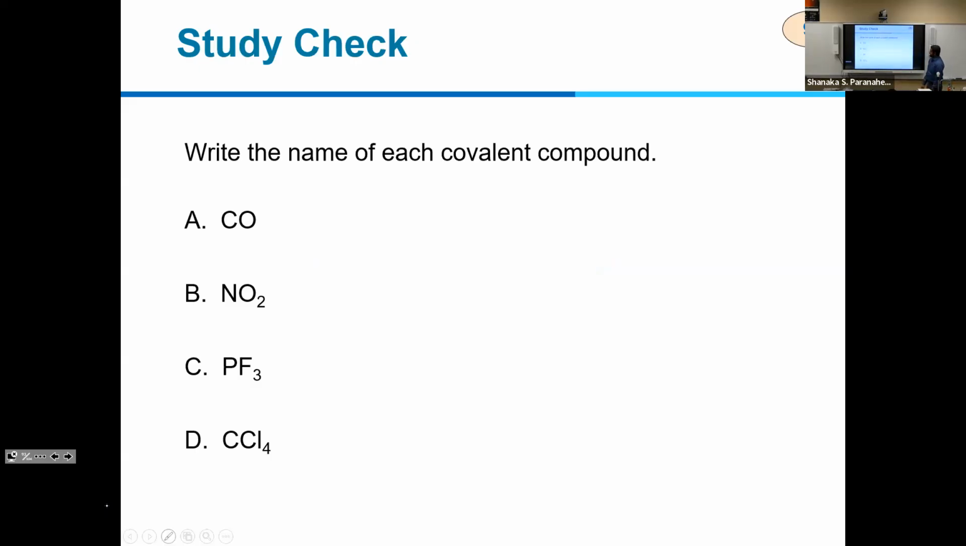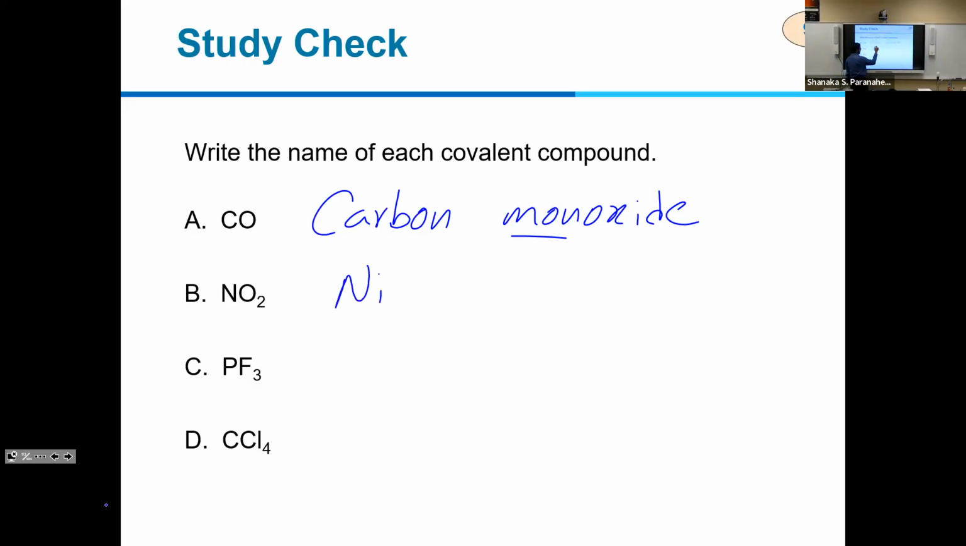Write the name of each covalent compound. What is the first one? Carbon monoxide. So that's the only exception. You need to use mono. Carbon monoxide. Next one, nitrogen dioxide. Next one, phosphorus trifluoride.